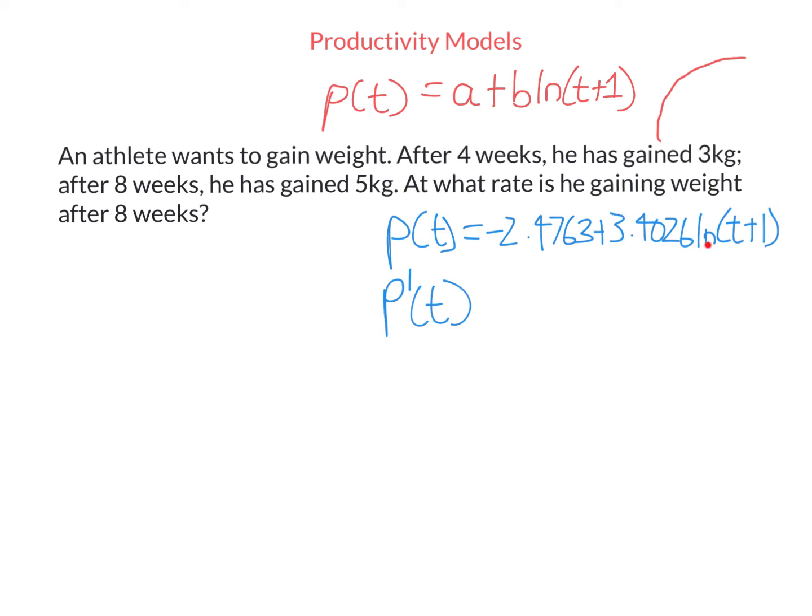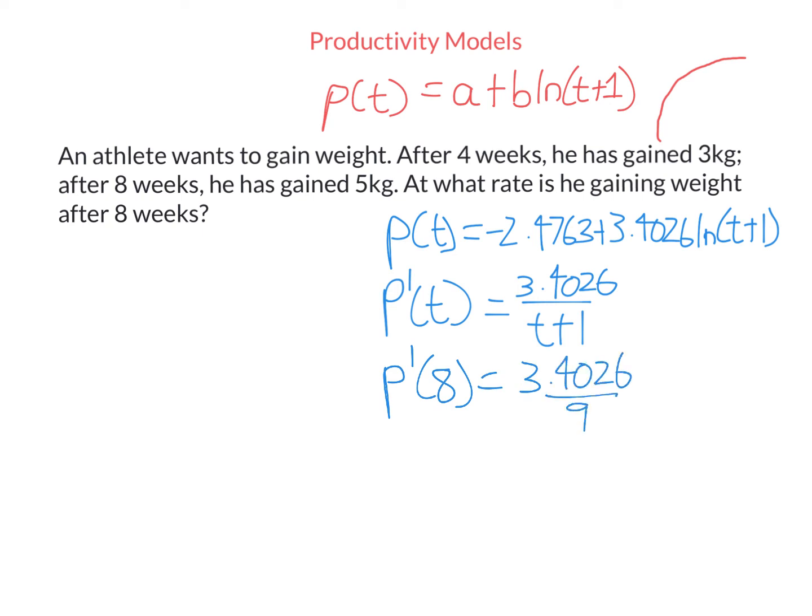The derivative of natural log of T plus 1 is just 1 over T plus 1. And we're multiplying by this coefficient here, so that's just going to go on top, 3.4026. That's why we use natural logs here rather than log of another base, because it's easy to differentiate. So after 8 weeks, all I need to do is take this derivative and substitute T for 8. Putting that in my calculator, I get about 0.378. Remember, P was in kilograms, T was in weeks, so he's gaining about 0.38 kilograms per week.